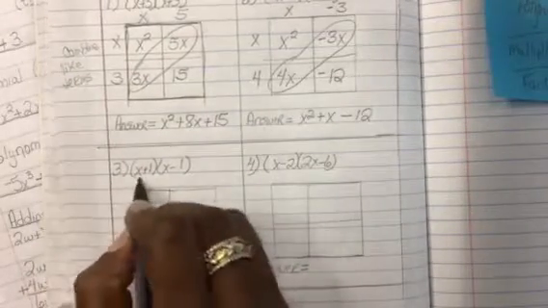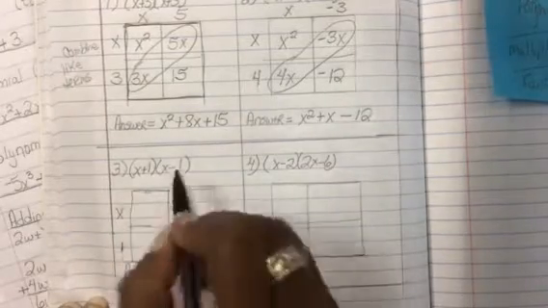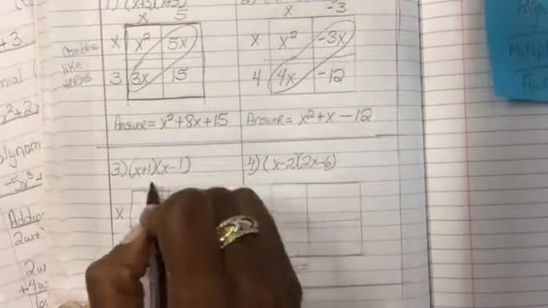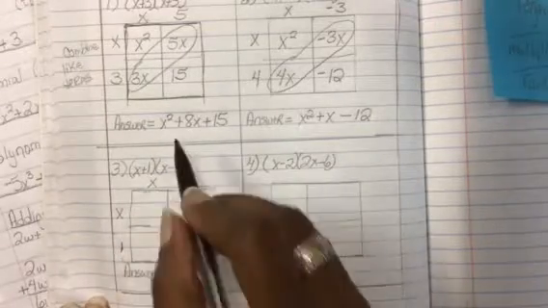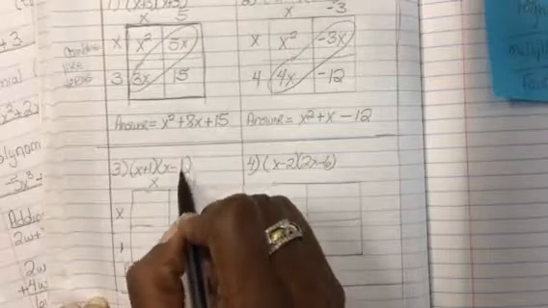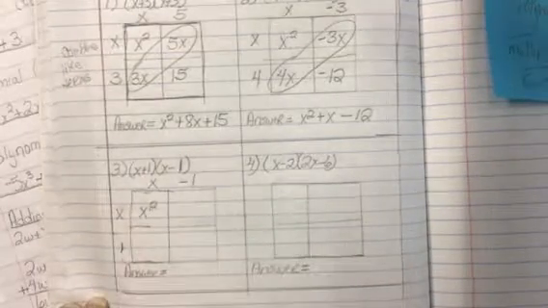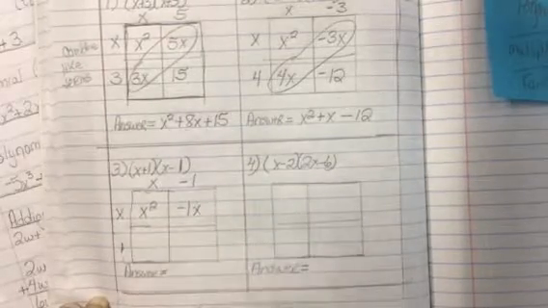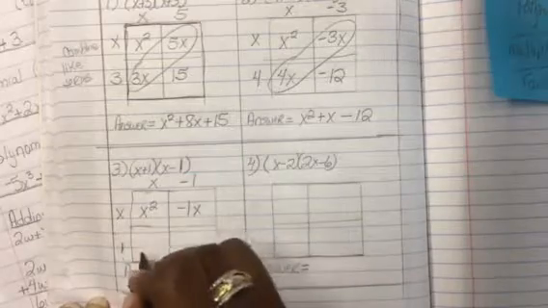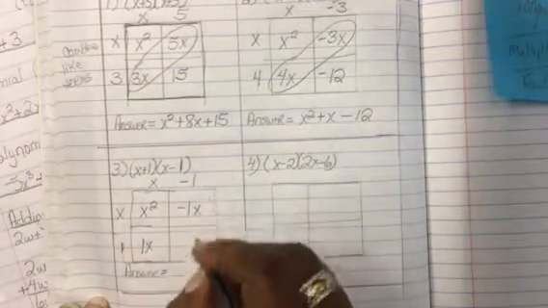My x and my positive 1 go vertical. The second term in parentheses goes across horizontal, x and negative 1, because I'm subtracting 1 here. X times x gives me x squared. X times negative 1 gives me negative 1x. 1 times x gives me a 1x. Positive 1 times a negative 1 gives me negative 1.